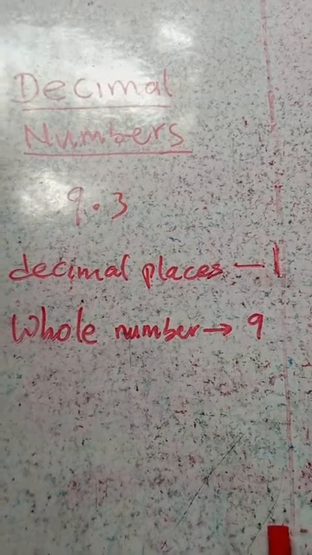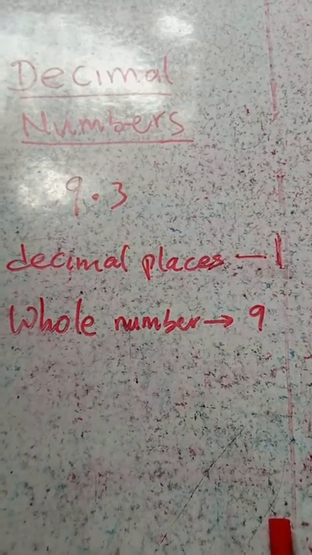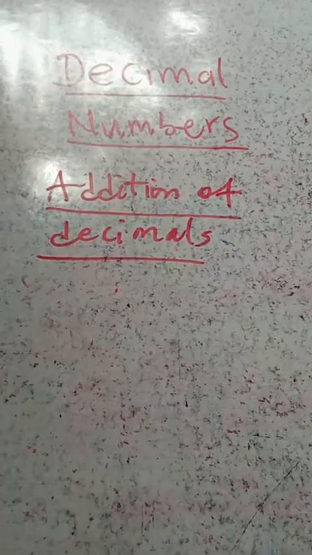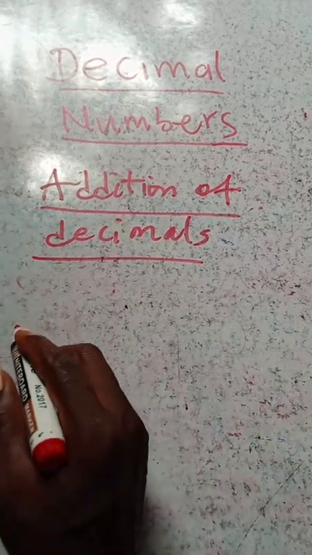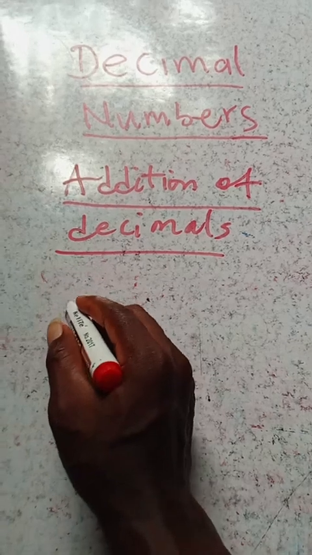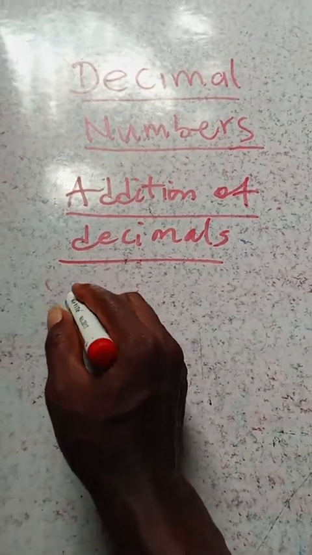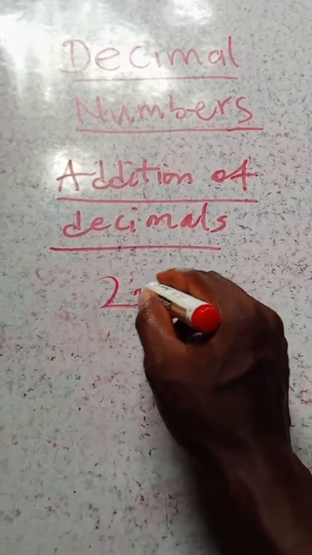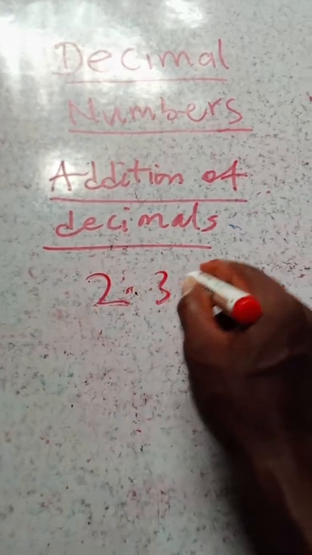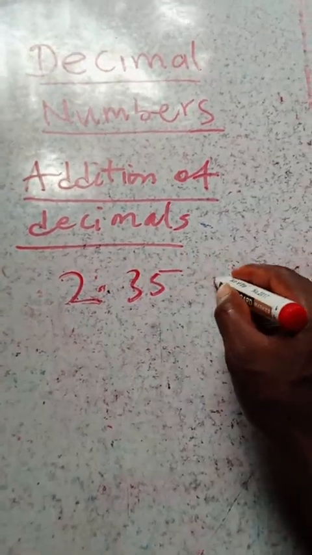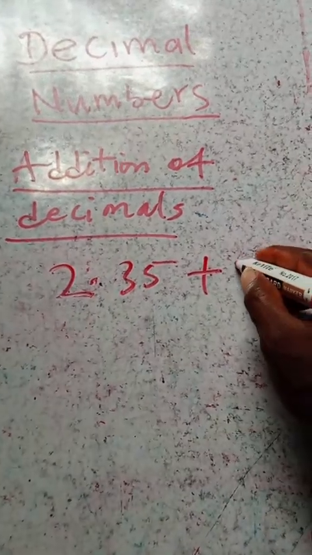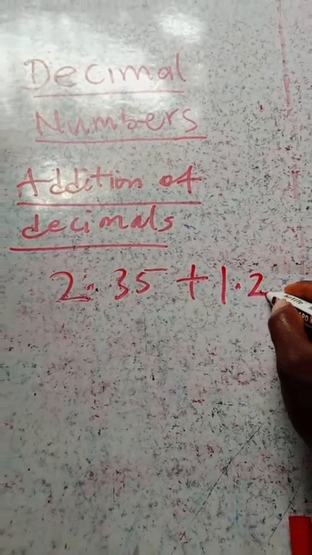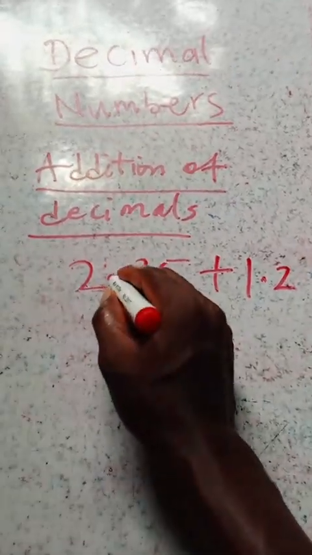So we'll be talking about addition, subtraction, division, and multiplication of decimals. First, addition of decimals. How do we add decimals? For instance, if we have 2.35 plus 1.2, if I have to add this, how do you add it?